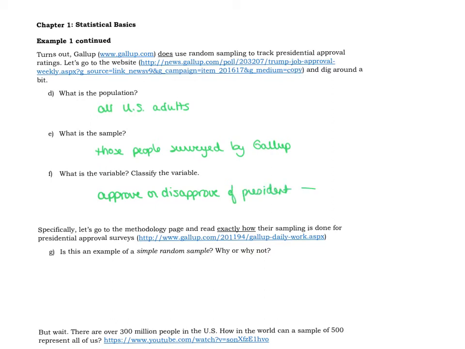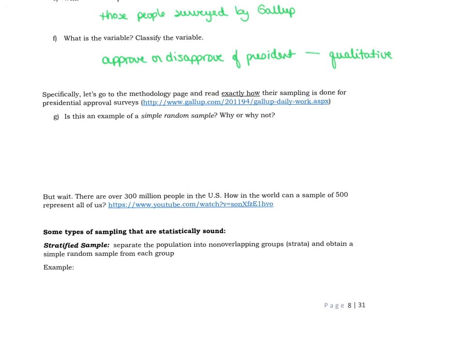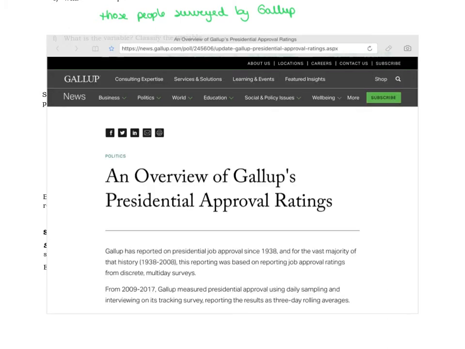Okay, and then classify that variable. What type is it? That is a qualitative variable because it's got a checkbox kind of an answer. All right, now again, move this up. We're going to go to the methodology page and find out how exactly they did this particular survey. So again, making a link here.